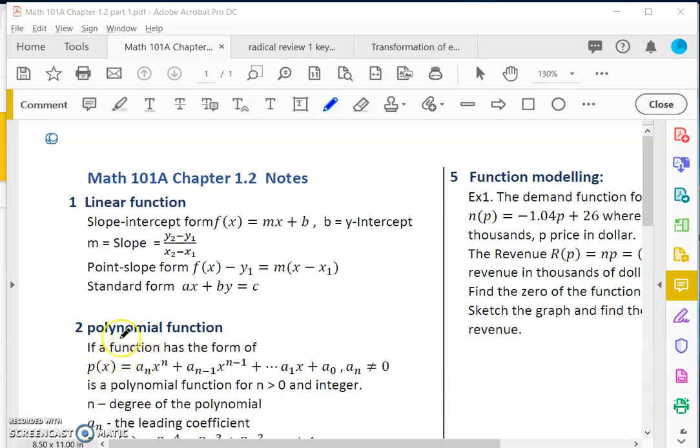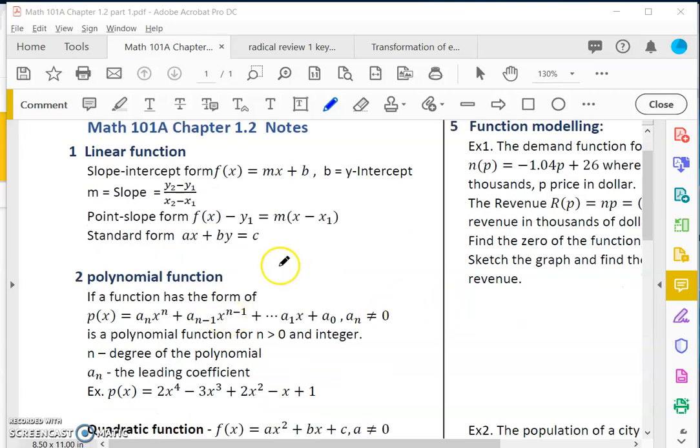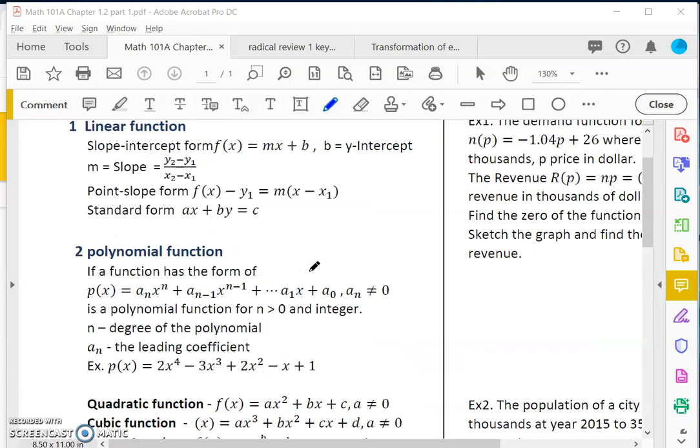Hello, in this video, we're going to cover chapter 1.2. So this is 1.2 part 1. 1.2 is about classes of function. We would classify function according to the different formula. And in this particular video, we'll look at a few functions like linear function, polynomial function, and also application of the linear and quadratic function.